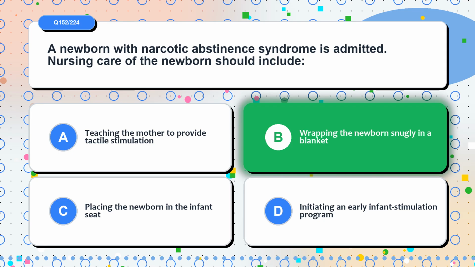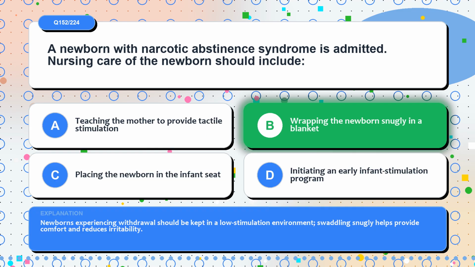The correct answer is option B. Wrapping the newborn snugly in a blanket. Newborns experiencing withdrawal should be kept in a low-stimulation environment. Swaddling snugly helps provide comfort and reduces irritability.